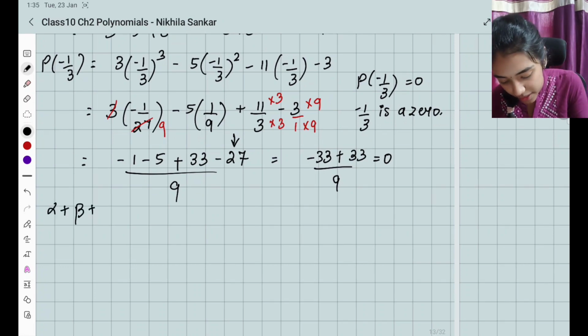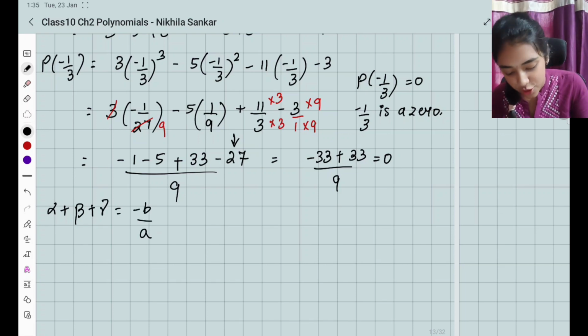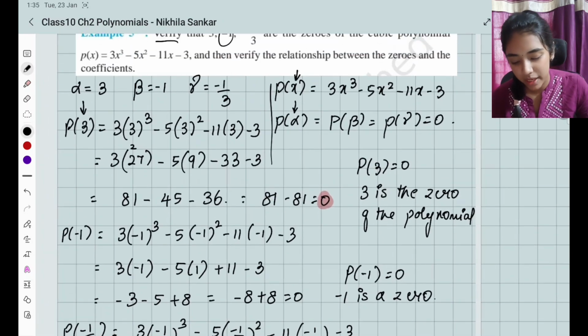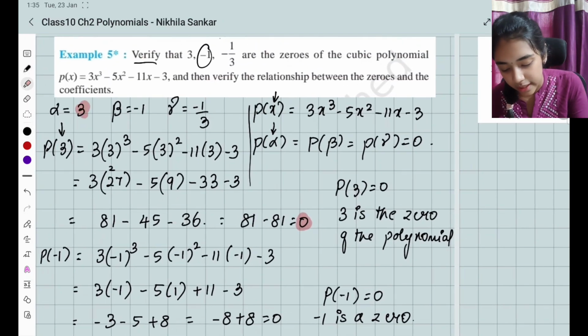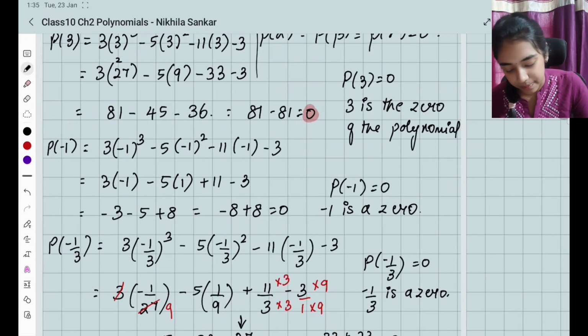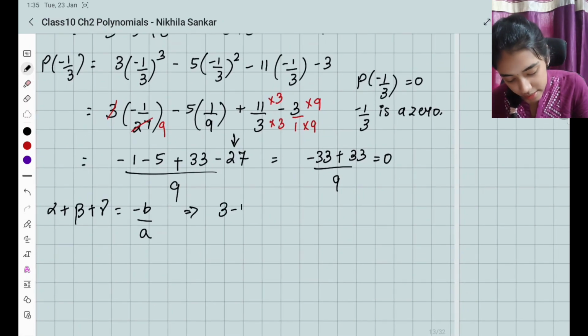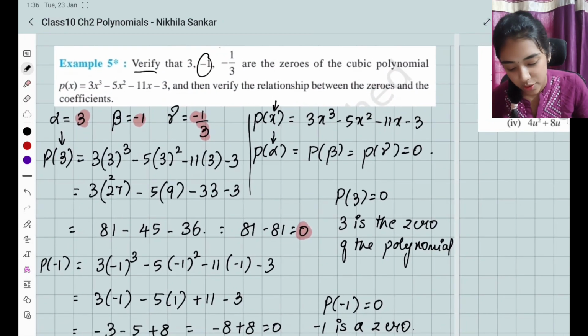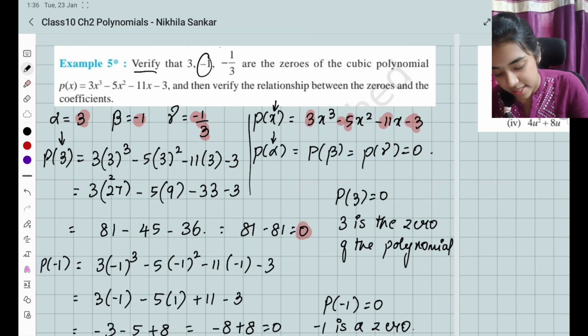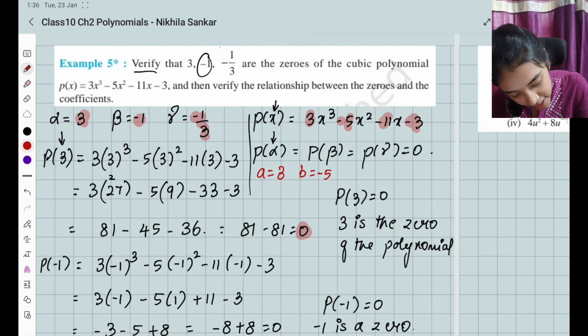So you have alpha plus beta plus gamma equals minus b divided by a. Idana first relation. So you have from this alpha plus beta plus gamma enna 3, then -1, minus 1 by 3. So we have 3 minus 1 minus 1 by 3 equals minus b divided by a. So in the இடத்துல first abc values நம்ம எழுதலல. So let us write that you have a, b, c and d, okay, including the minus sign. So you have a value equals 3, b equals -5, c equals -11, d equals -3.